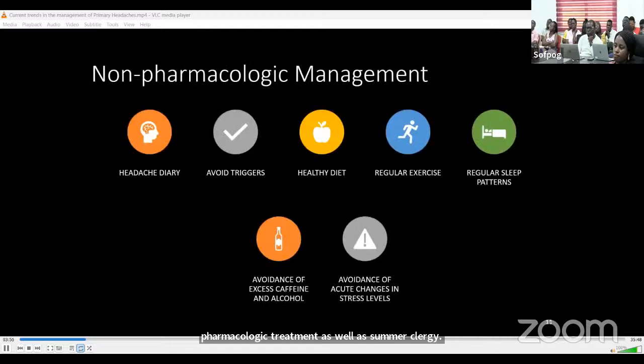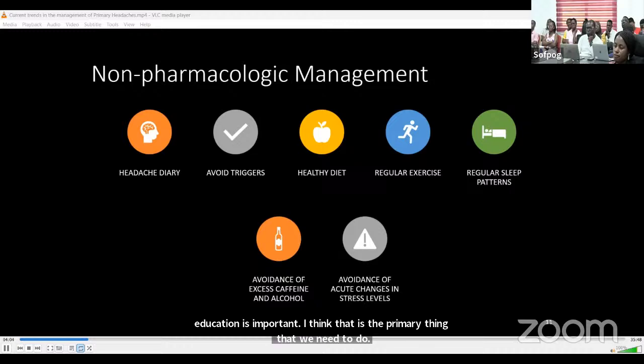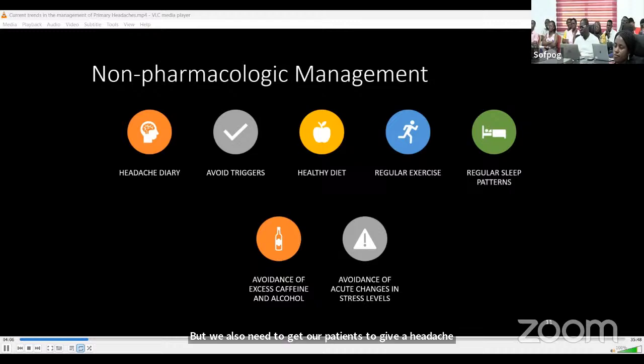In terms of non-pharmacologic management, education is important. Like we said, it's the primary thing that we need to do, but we also need to get our patients to keep a headache diary. Now, this diary is just a simple calendar. It can be an app on their phone, it can be a calendar that they hang in their room, or it can be a book where they record their headache.